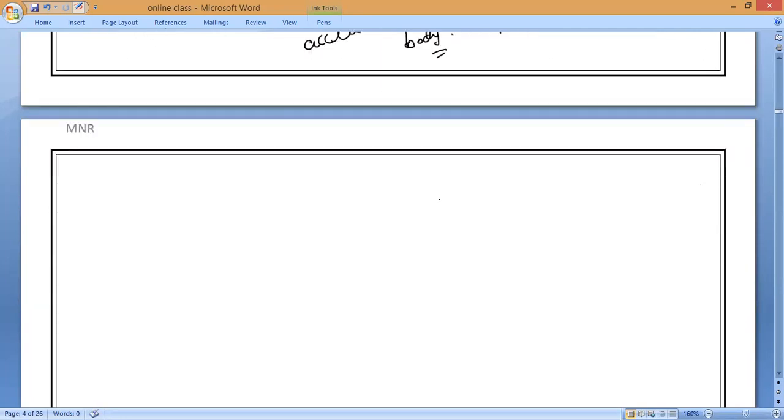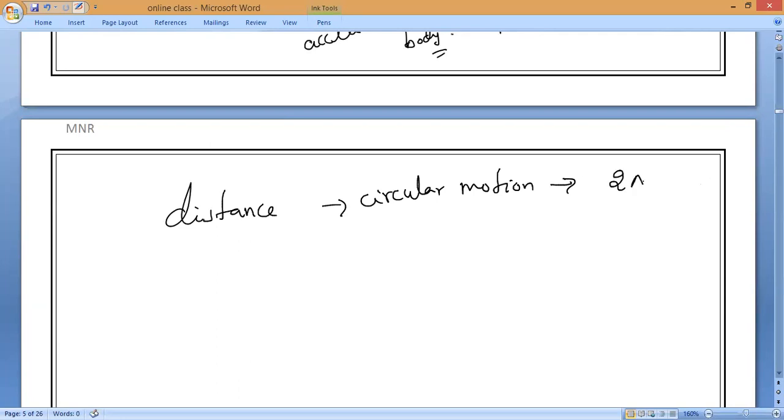Now, if you want to find the distance in a circular motion or circular path, what is the formula, guys? Distance is equal to 2 pi r, or we can say pi d. So these are the formulas we can use.